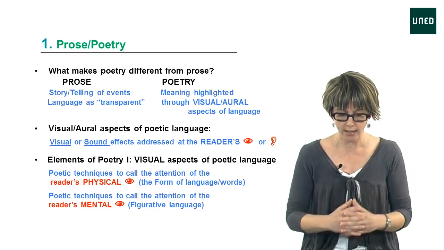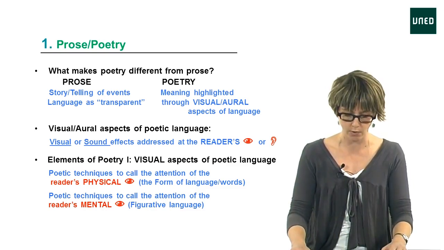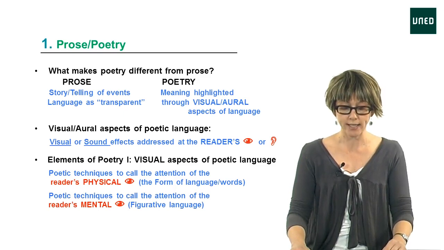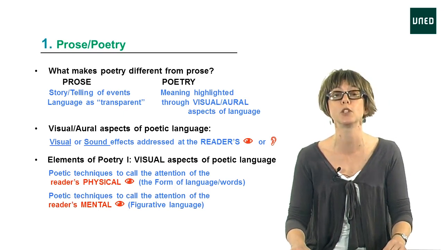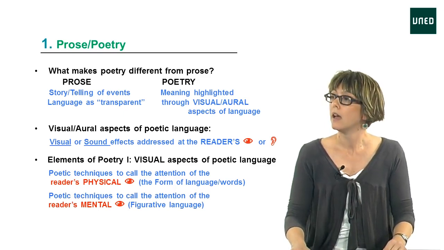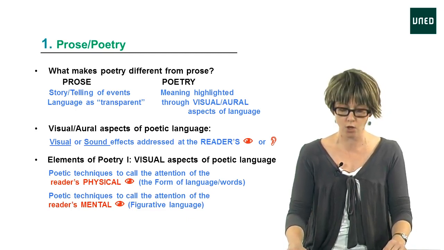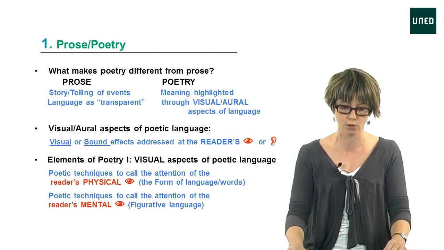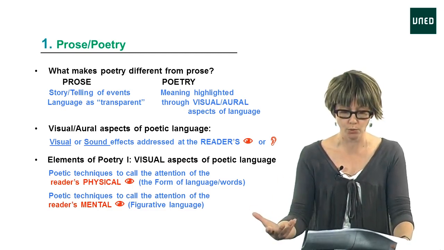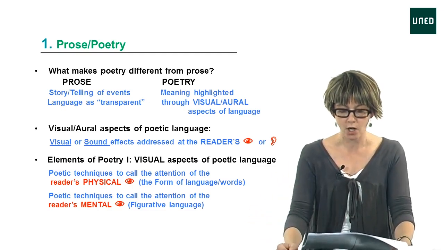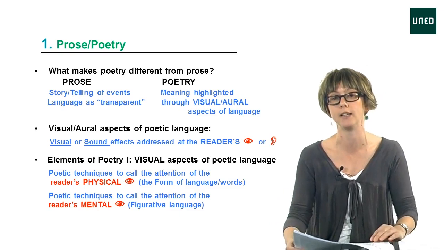Elements of Poetry 1 is a brief introduction to the basic visual aspects of poetic language. We will see poetic techniques that call attention of the reader's physical eye through the form of language or the form of words. We will talk about poetic techniques that call the attention of the reader's mental eye through figurative language. Elements of Poetry 2, a following video class, on the other hand, will introduce the oral aspects and sound effects that we can find in a poem.